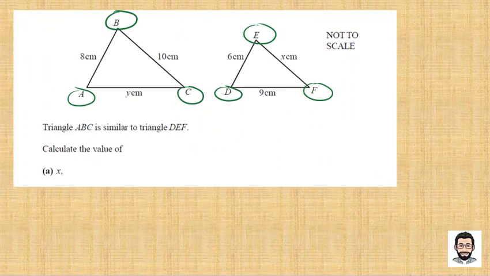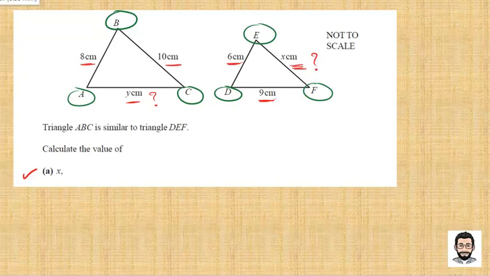Okay, so can you calculate the value of x, this letter A, the first point? Can you find x, which is here? How can you get it? Firstly, you have to look at the numbers which you have. You have your 8, you have your 10, and you have your y. This is unknown. Here you have 6, here you have 9, and this is unknown. What are you going to do in this case?